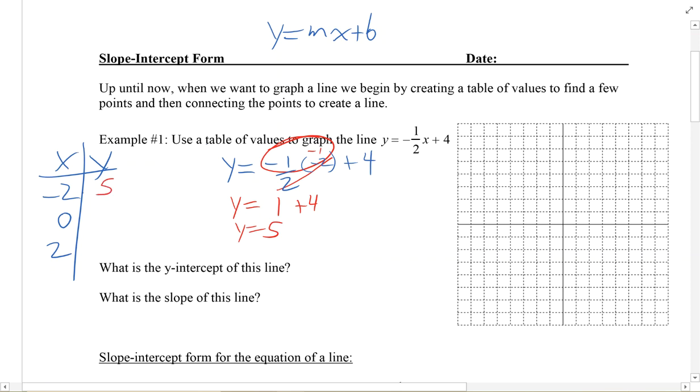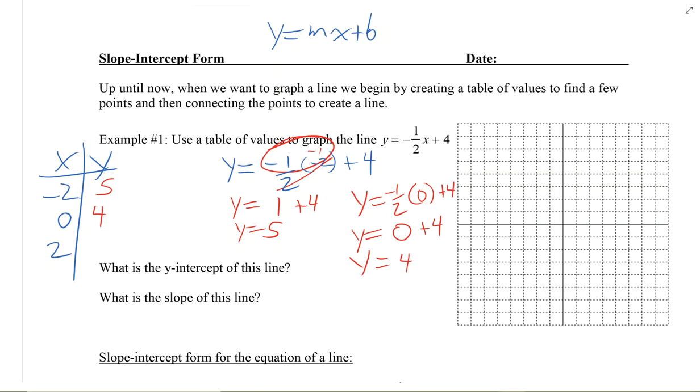So then we would do that again, wouldn't we, Chase? And we would substitute in. So y equals -1/2 times what, Chase? Well, the next x value is right here. So times 0. Okay? And so what's anything times 0? 0. 0 plus 4 is 4. So y equals 4.